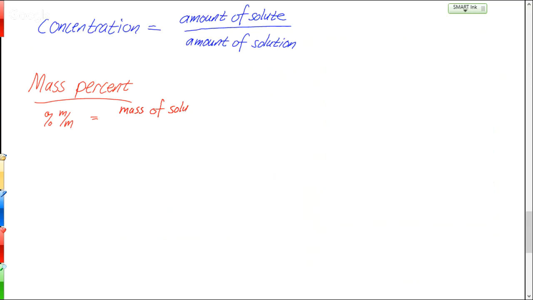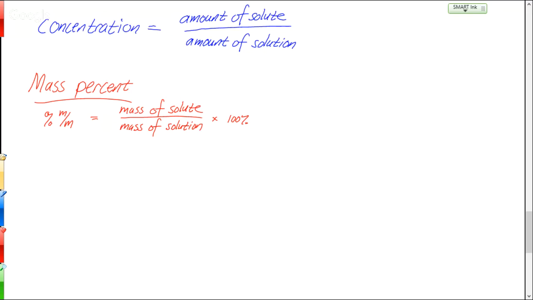So the mass of solute divided by the mass of the solution. And then technically we say times 100% because that division, there's always going to be less solute than overall solution. So that becomes a percentage. But hopefully you've dealt with percentages in the past, so that shouldn't cause too much trouble.